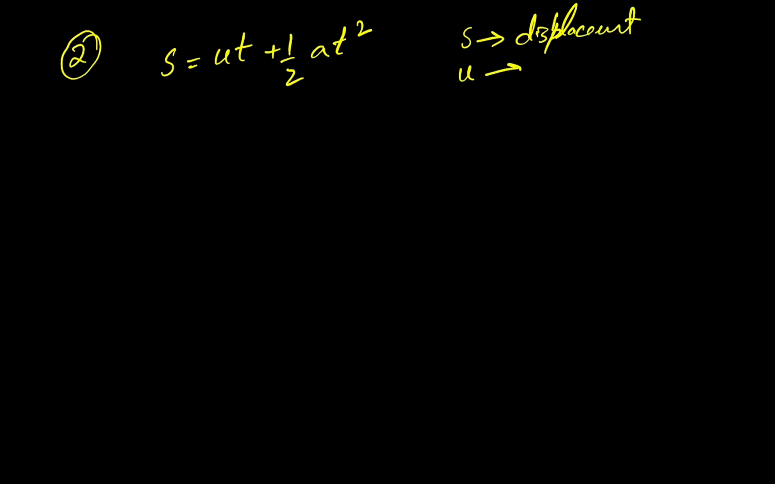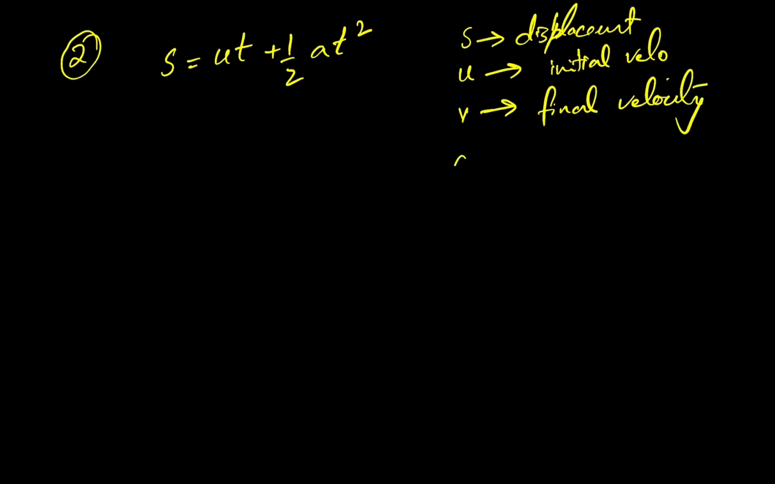Okay, so let's discuss another example. S is equals to ut plus half at square. Let's suppose this is some formula that we have to prove is homogeneous. So S is what? S is the distance or displacement. Both have the same unit, so it does not matter. U is the initial velocity, and v is the final velocity, and a is acceleration, and t is time.